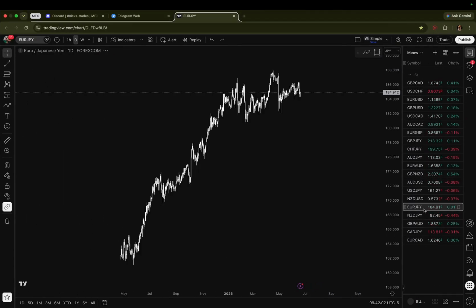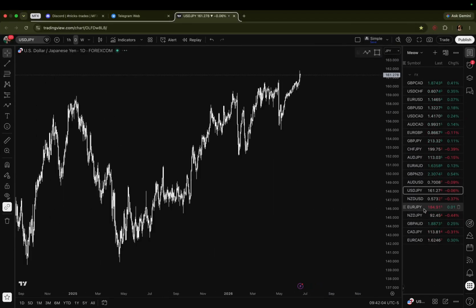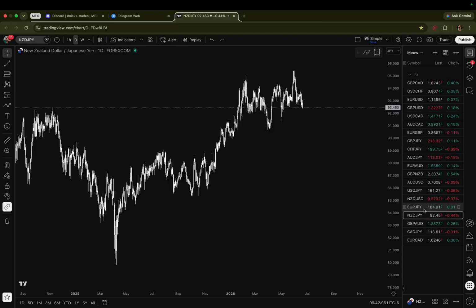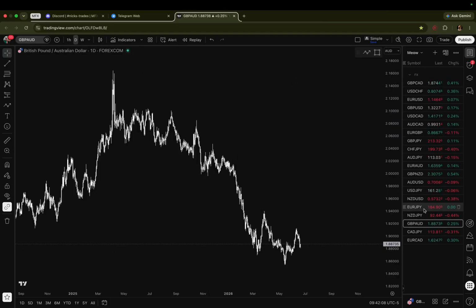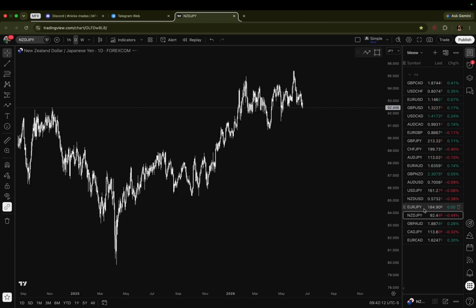Okay, so if we continue down, we've got some of these other pairs where nothing's going on. So Euro JPY, NZD JPY, GBP AUD, CAD JPY, Euro CAD. I don't really see anything on these pairs right now.